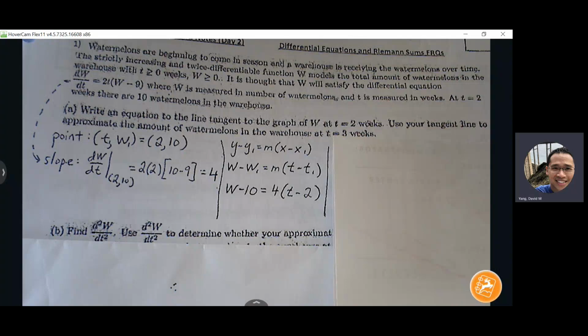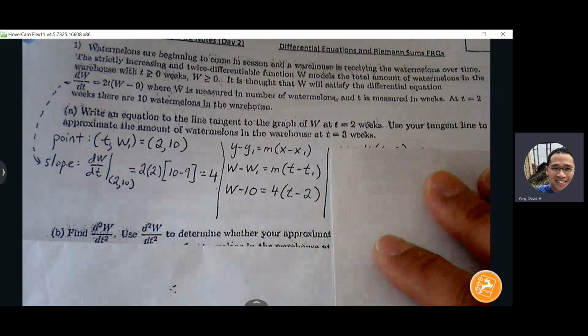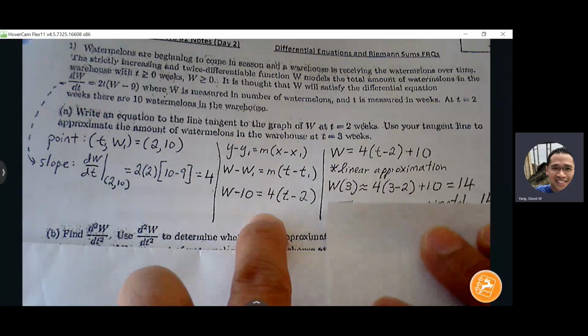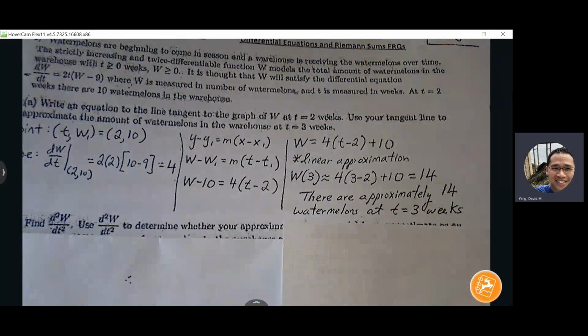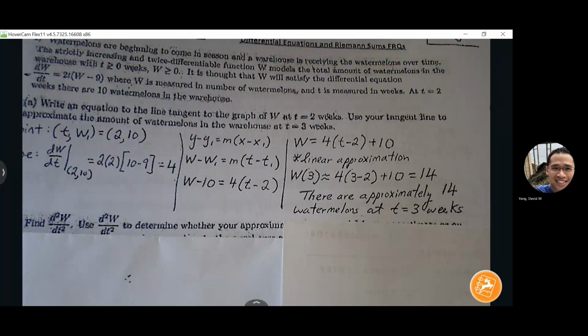Okay, so now that we have our tangent equation, we can use it to approximate how many watermelons there would be at 3 weeks. It's not going to be completely accurate, but this is the method they asked us to use. So plug 3 in for t and solve for W. Right. So W of 3 is approximately 14 watermelons at 3 weeks.